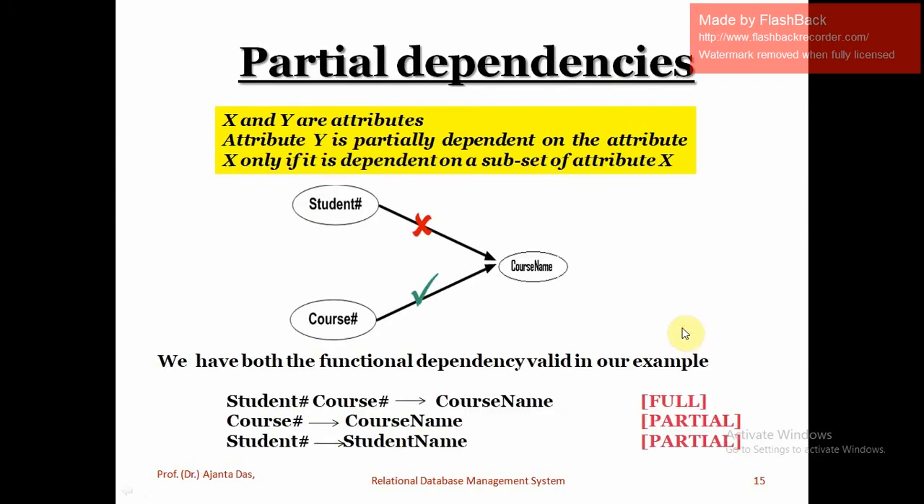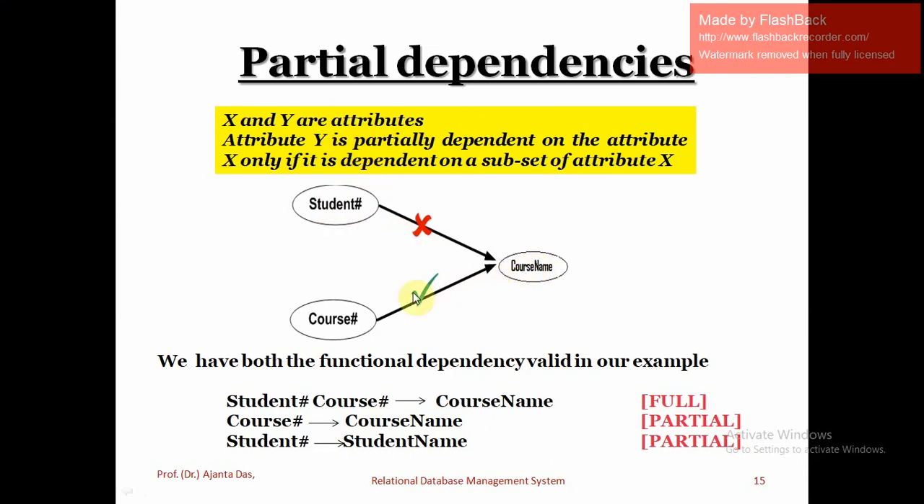Let's see the partial dependency. Partial, by the word it means that while we have a composite primary key, then only partial dependency can exist. So the clue is that if our primary key consists of a composite attribute, then only we may have partial dependency. So, partial means one of the attributes from the primary key is having the dependency but not the other.